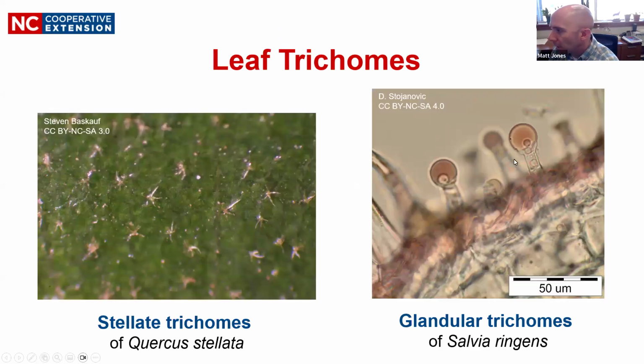So here are the glandular hairs of sage. And then here are the stellate, or star-shaped, hairs on Quercus stellata. This is post oak, but the Latin form means it's an oak with star-shaped hairs. If you look on the bottom of the leaf with some magnification, you can easily recognize these.